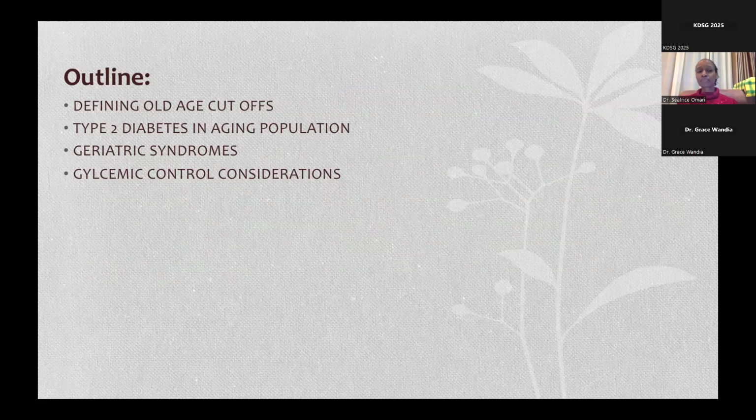And we'll talk about how type 2 diabetes manifests in the aging population, what geriatric syndromes are, and how we individualize glycemic control in these particular age groups.